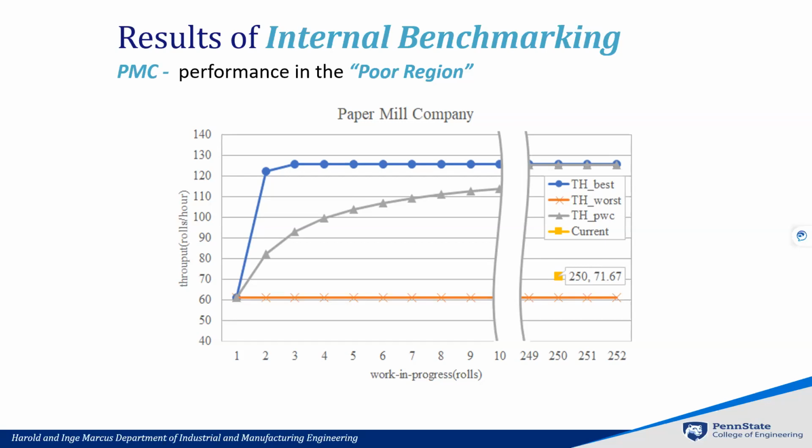Working with PMC. Let me explain what this chart is. On the horizontal axis, the x-axis, is the work in progress, or work in process, in terms of paper rolls in this case, and the throughput in terms of rolls per hour. The internal benchmarking tells us that the best case the company can achieve will be along the blue curve.